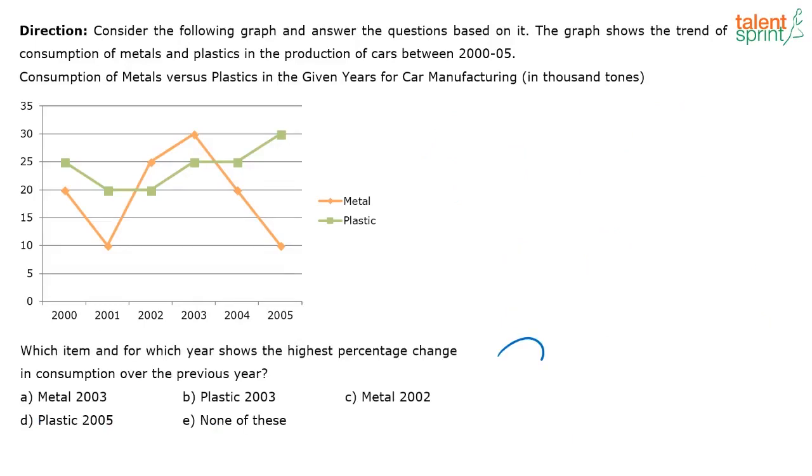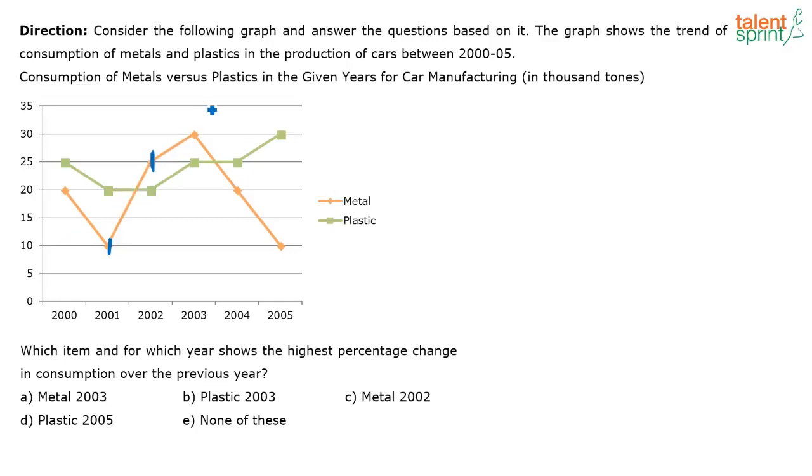Next. Which item and for which year shows the highest percentage change in consumption over the previous year? So we have to find out which item shows highest percentage change in consumption over the previous year. So if you see here, which has shown the highest change, that is increase. Okay, very clearly just by looking at the graph itself, you can say that it is metal of 2002. See, metal of 2002, in 2001, what was the value? It was 10. In 2002, it has become 25, that is more than double. Correct? If it is 20, then it has doubled. It is more than doubled.